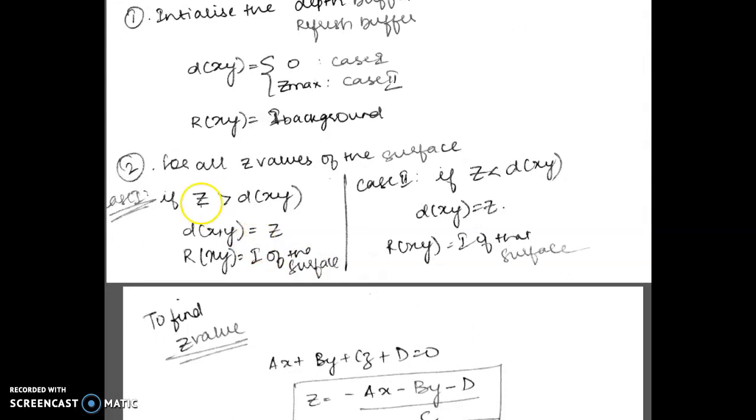In case 1, if that z value is greater than d(x,y), that is the initial value of the depth buffer, then the value in the depth buffer is replaced by the current z value, and the refresh buffer will have the intensity of the surface. In case 2, if the z value is less than the depth buffer value, then the depth buffer will store the z value, and in this also the refresh buffer will store the intensity of the surface.